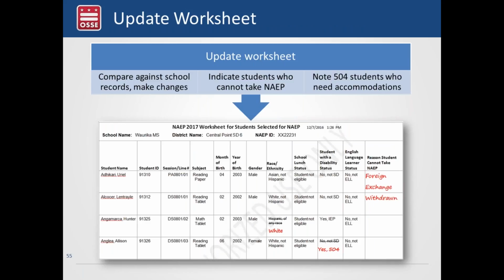You want to compare the roster with your school records. You can work with a data specialist or someone else in the organization that maintains your rostering information about the students, and you want to make sure that everything about each individual student is accurate. You're going to indicate whether a student can or cannot take NAEP, and you're going to put in a reason why the student cannot take NAEP. You're also going to want to note if a student has a 504 plan.